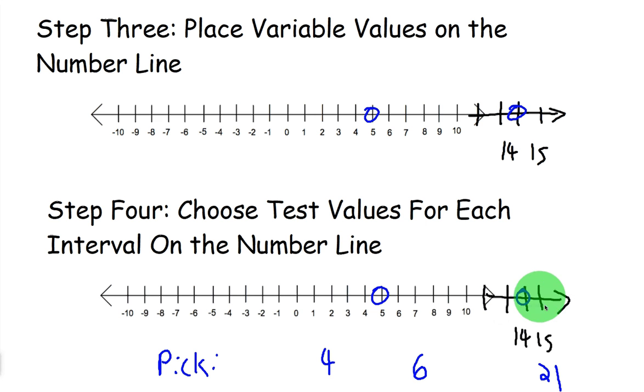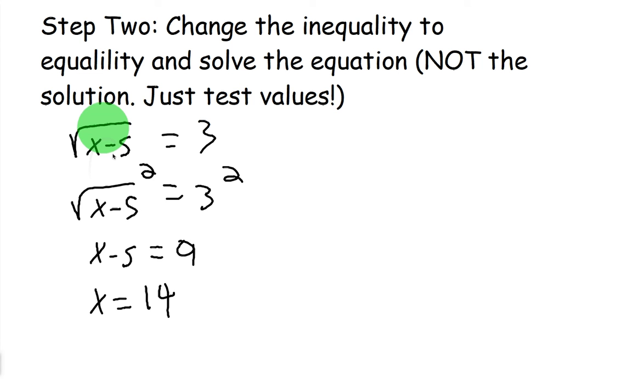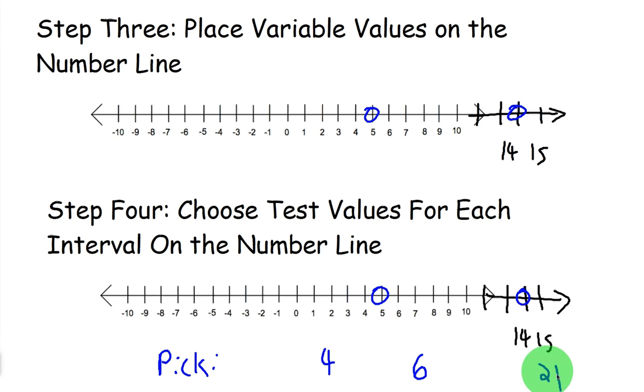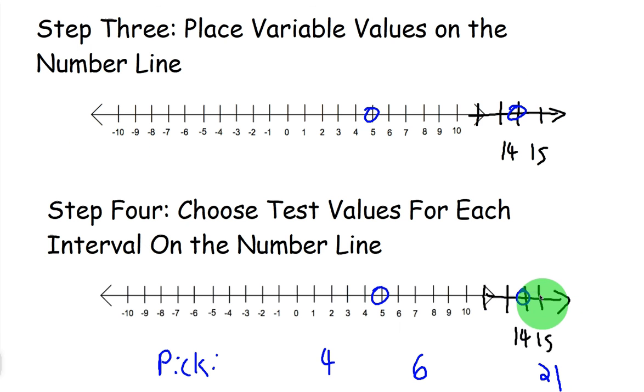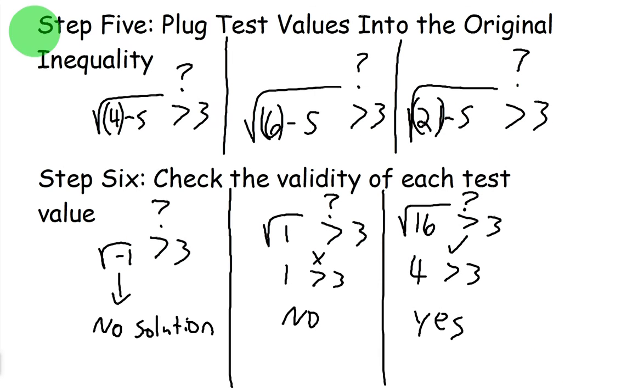And then something to the right of 14, bigger than 14. Well, again, if I just did 15, I'd have the square root of 10. That's not going to work. So I chose 21 because 21 minus 5 is 16, and the square root of 16 comes out to 4. So again, you need to be selective about those numbers.